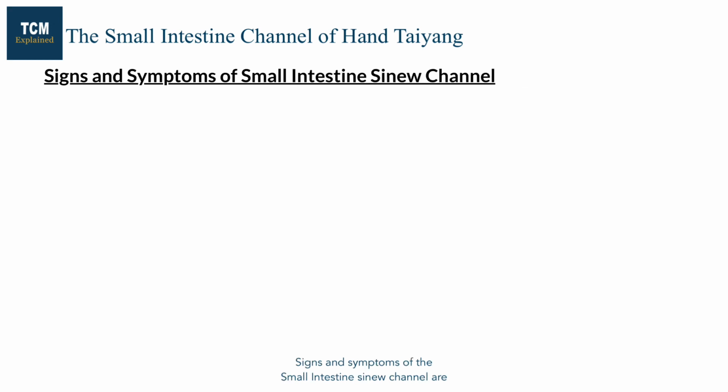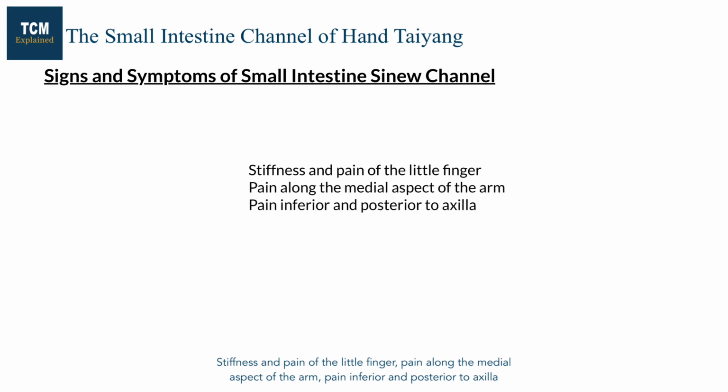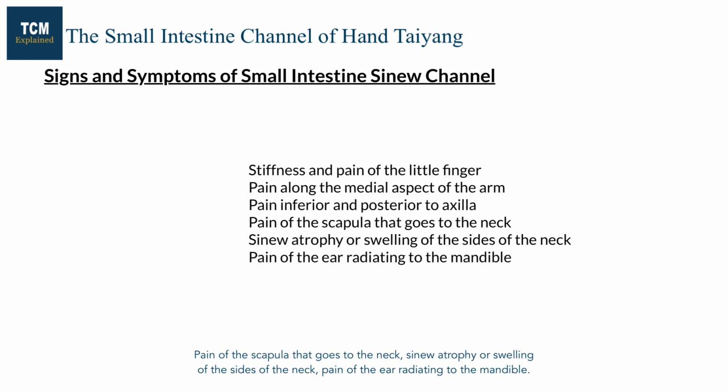Signs and symptoms of the small intestine sinew channel are stiffness and pain of the little finger, pain along the medial aspect of the arm, pain inferior and posterior to axilla, pain of the scapula that goes to the neck, sinew atrophy or swelling of the sides of the neck, pain of the ear radiating to the mandible.